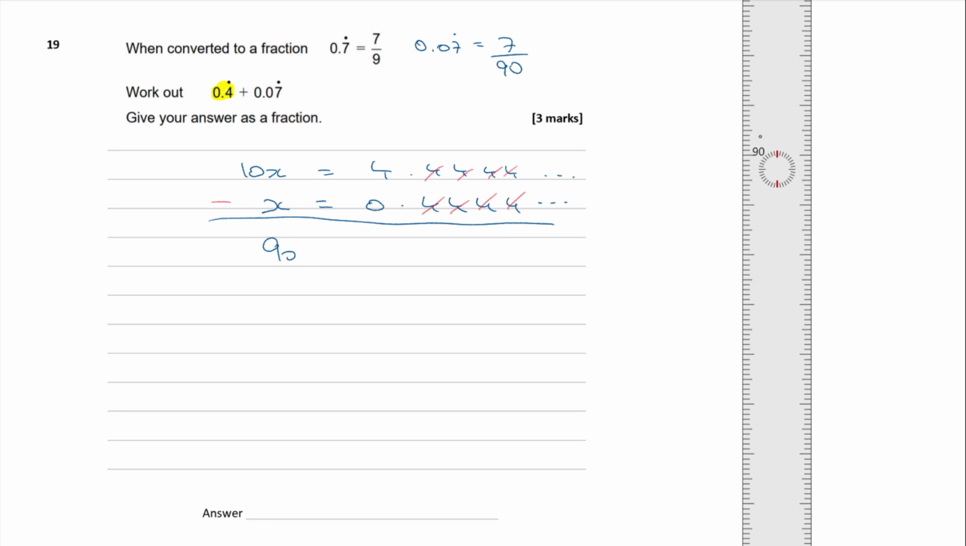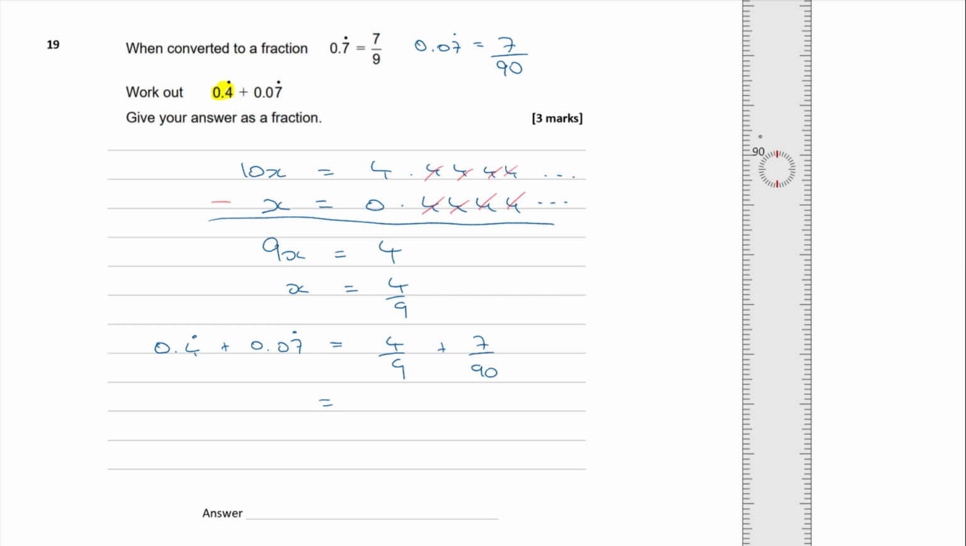In other words, 9x equals 4. So then x is going to be 4/9. Okay? So what am I doing here? I'm doing 0.4 recurring plus 0.07 recurring. And I know that 0.4 recurring is 4/9, and I know that 0.07 recurring is 7/90. And I want to add those together.